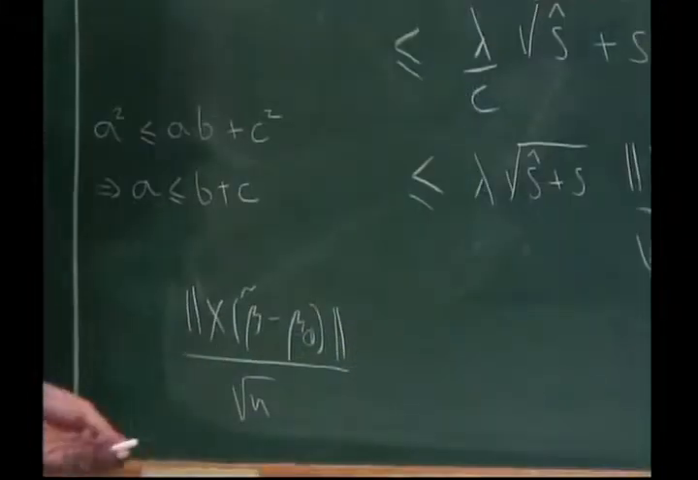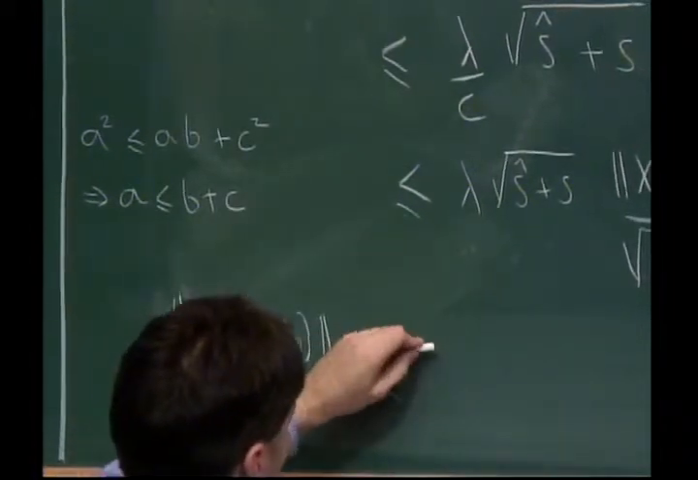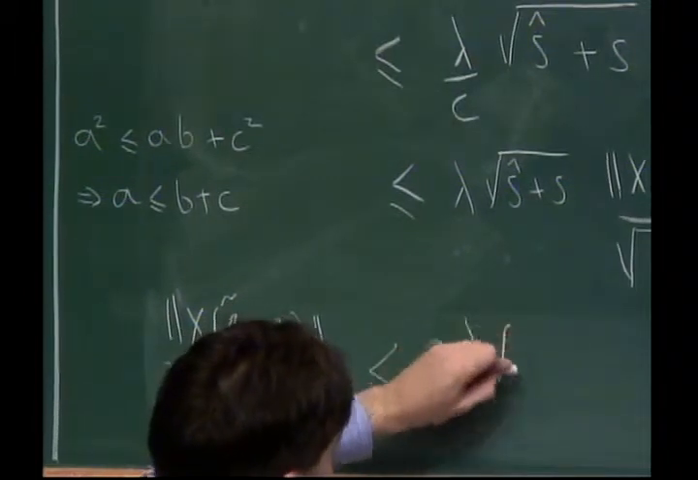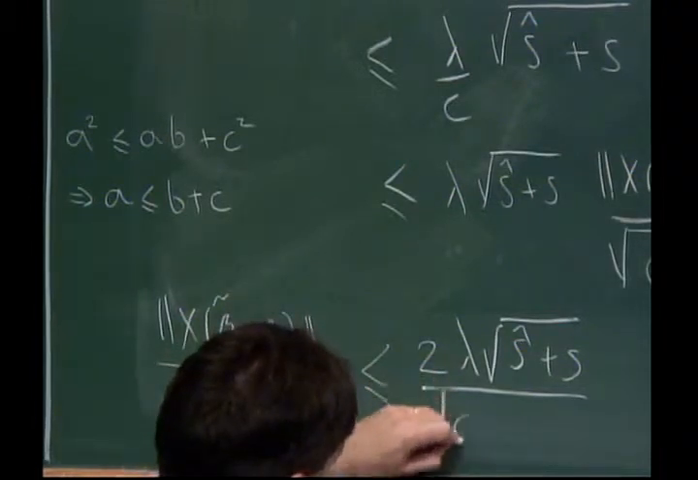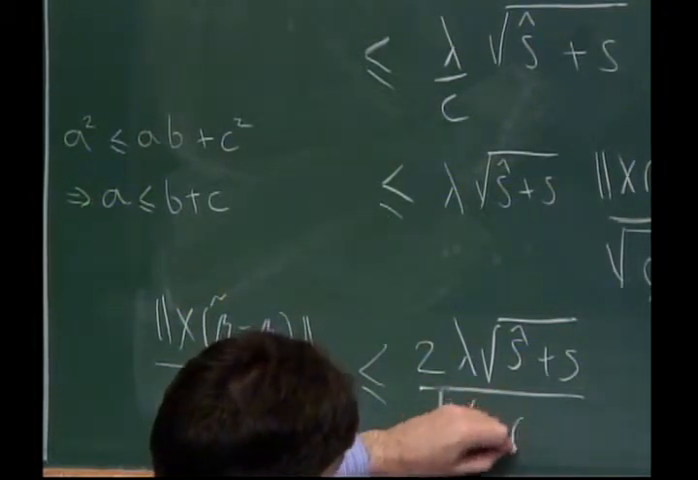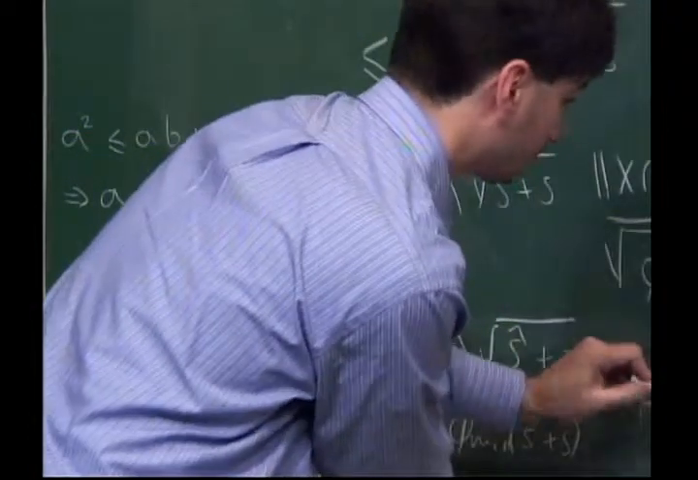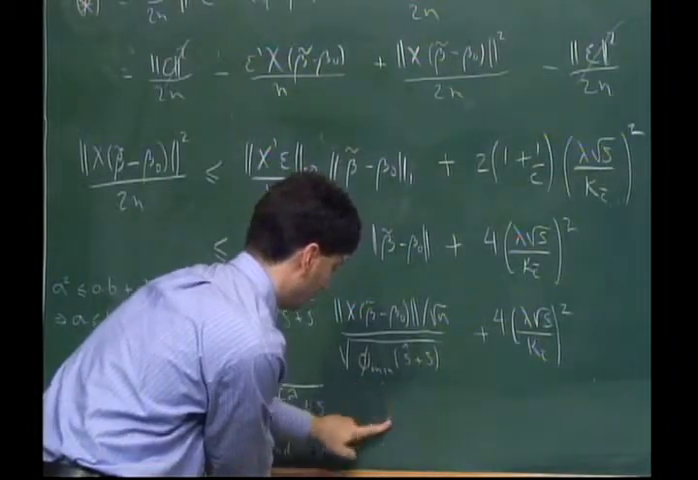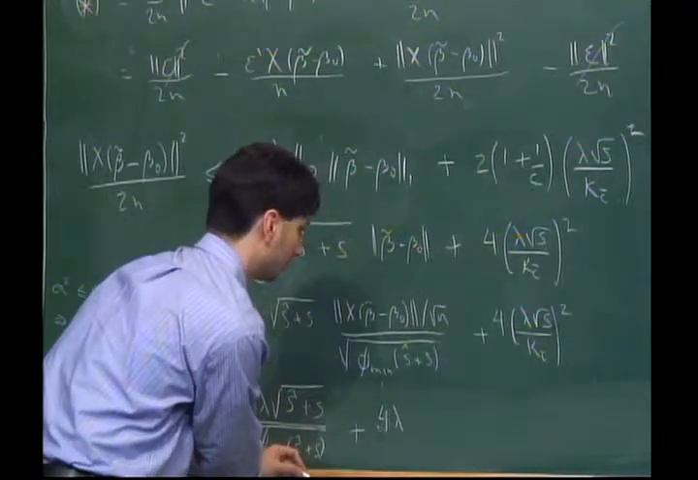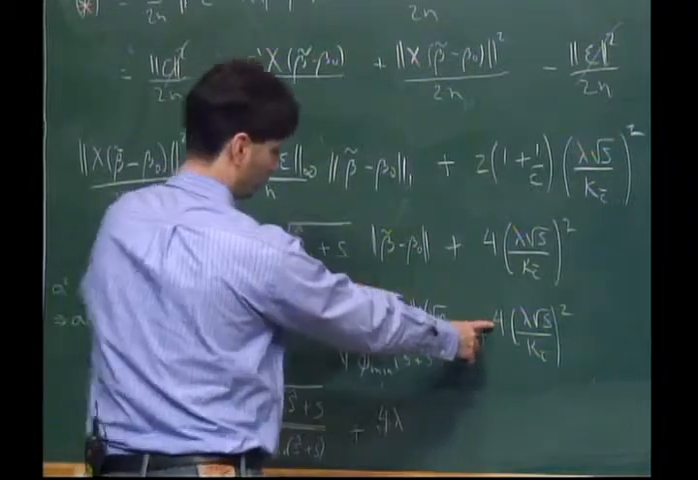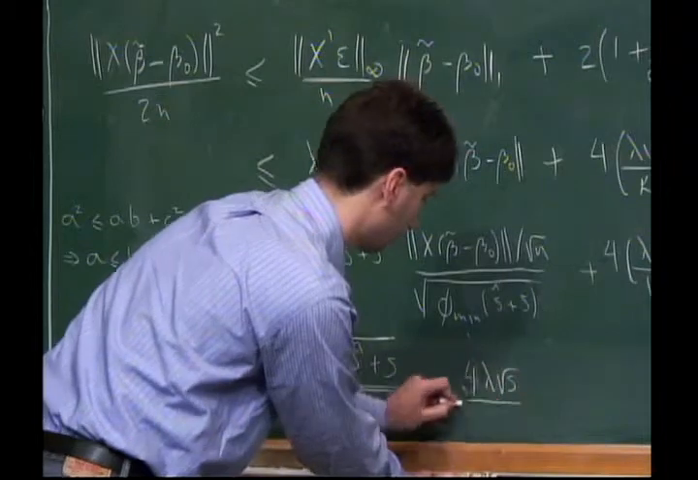So the prediction norm for post-Lasso is bounded by, there's a 2 there, so that needs to go to the other side, 2 lambda square root of s hat plus s divided by square root of phi min of s hat plus s, plus 2 becomes a 4 lambda. So that 2 gives me 8, yes, 4 works, square root s over.